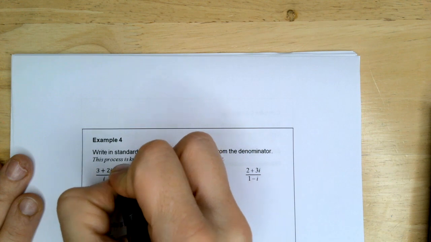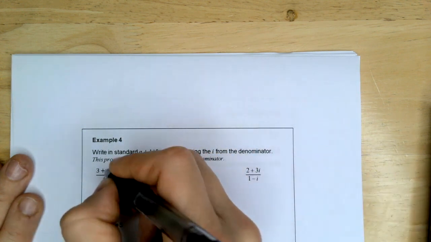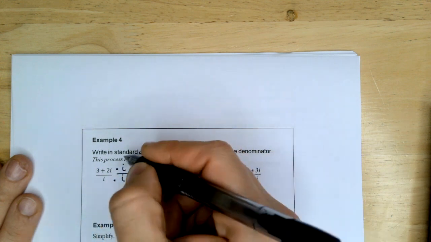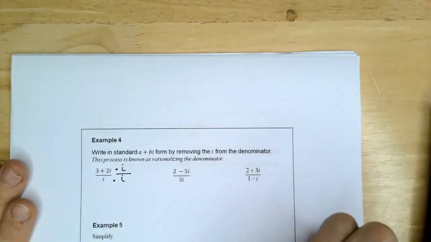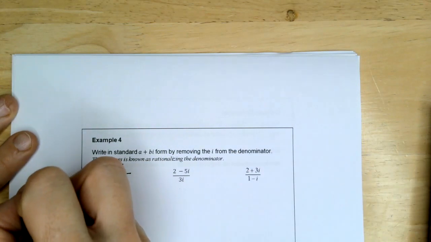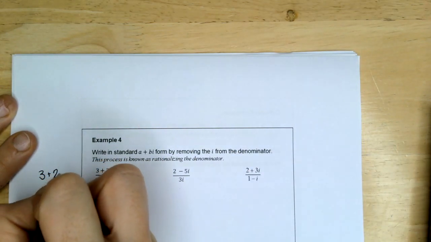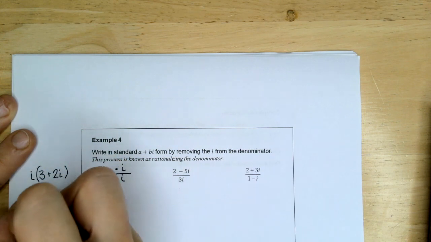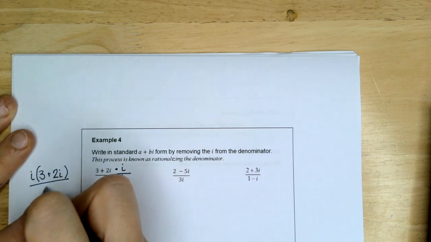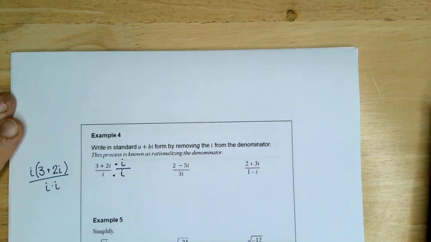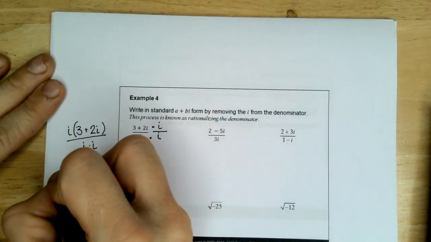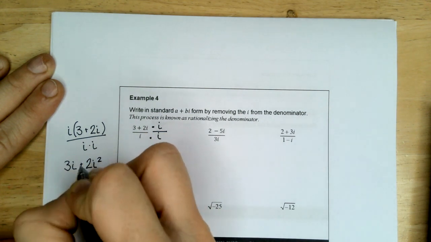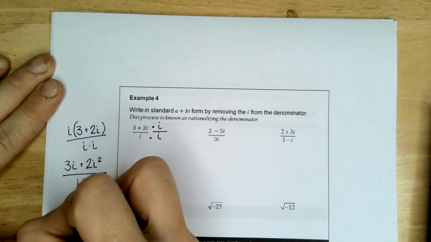I'm going to multiply the top by i, because if I'm multiplying a fraction by a term that is the same on the top and the bottom, it's just multiplying that fraction by 1. Anything times 1 is itself. So that becomes 3 plus 2i times i over i times i. Okay? Distribute that i, we get 3i plus 2i squared over i squared.